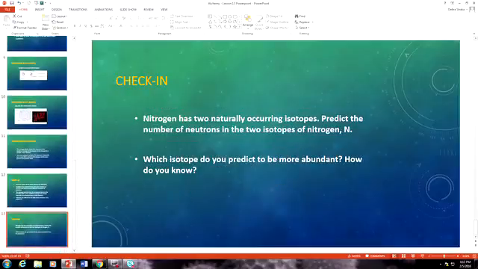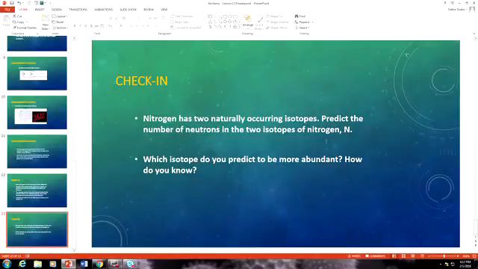Okay, here's a check-in to see how you're doing. It says nitrogen has 2 naturally occurring isotopes. Predict the number of neutrons in the 2 isotopes of nitrogen. So find nitrogen on your periodic table, and there's nitrogen 14, and its average atomic mass is 14.01. So we round that to 14, and we can automatically find one of the isotopes. It'll be the one that has 7 neutrons. So that'll be nitrogen 14.